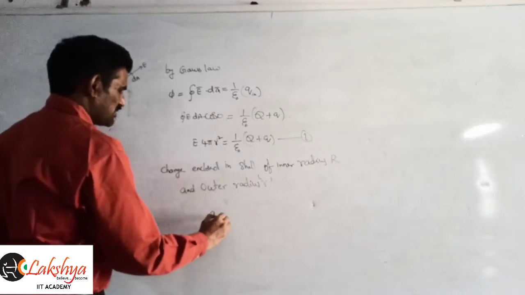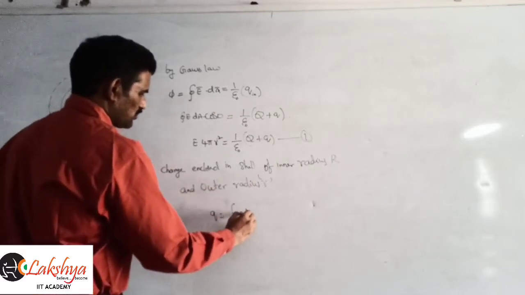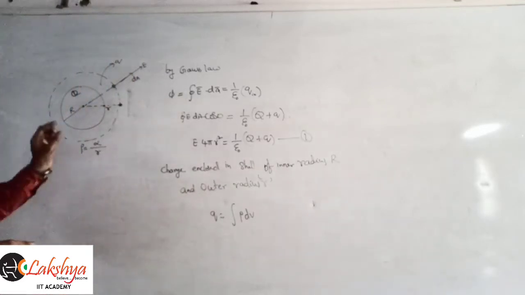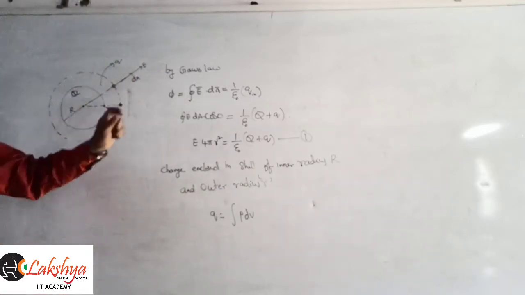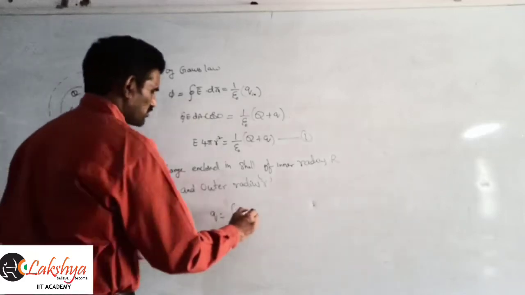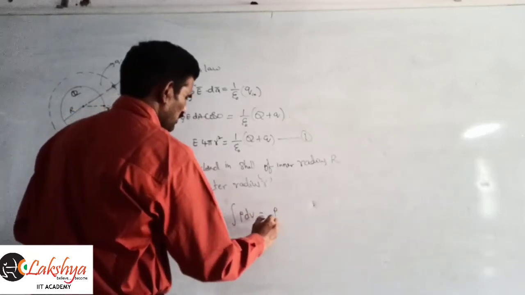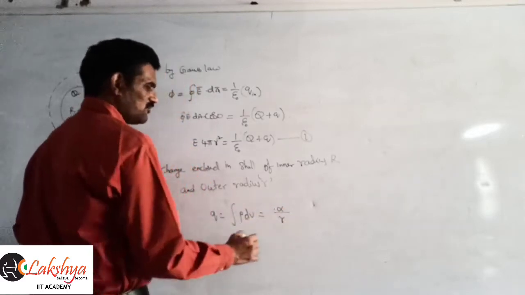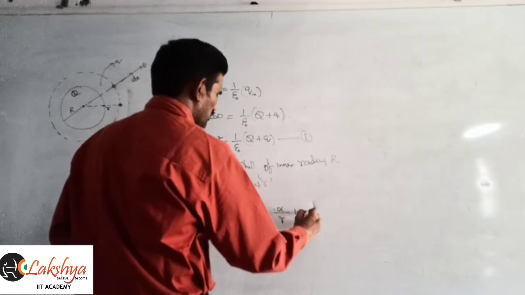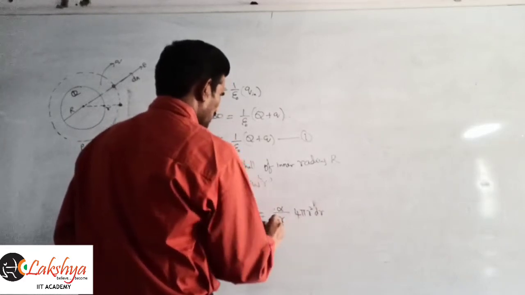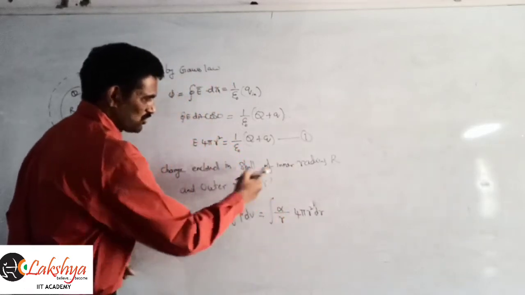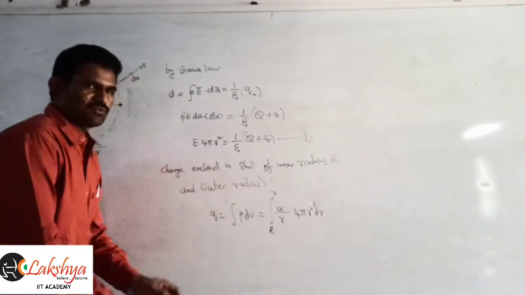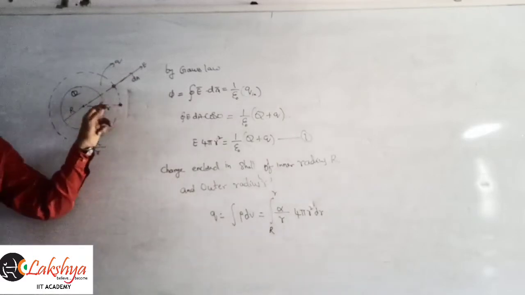Therefore, that q is nothing but the integral of rho into dV. Here dV means we need to take a spherical element and write the volume of that spherical element. So I am substituting those values directly. The rho value is given as alpha by r. The dV value I am directly substituting, like our previous problem, 4 pi r square into dr. Now the limits are from capital R to small r. Got it?